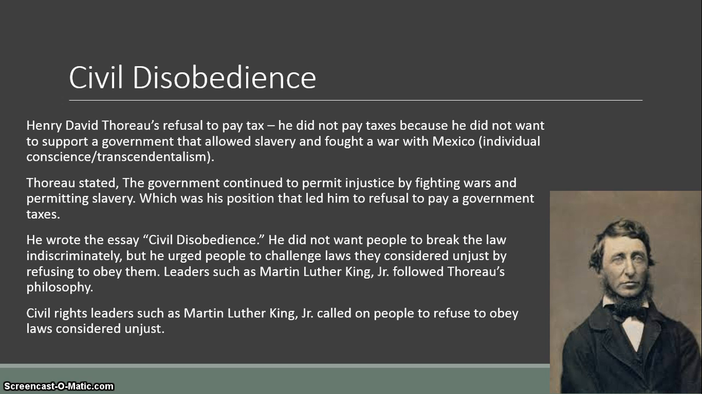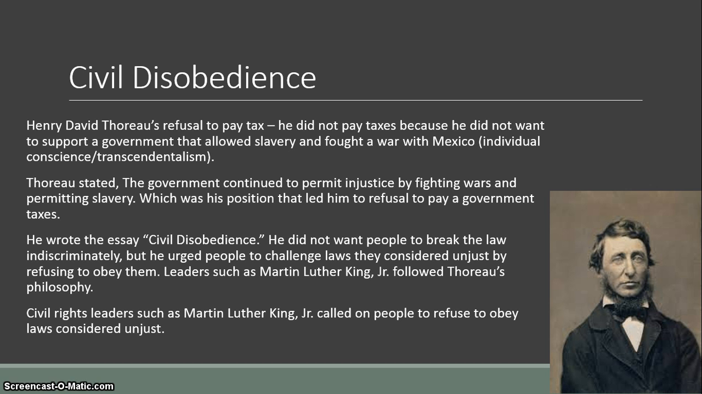Honestly, it's a really good thing he's not around today because, you know, our government loves its taxes, and if you don't pay them, someone's going to be knocking on your door real quickly to get them out of you. But I digress. Thoreau stated, the government continued to permit injustice by fighting wars and permitting slavery. And as long as the government does this, I will refuse to pay taxes because I don't support a government that does unjust things.